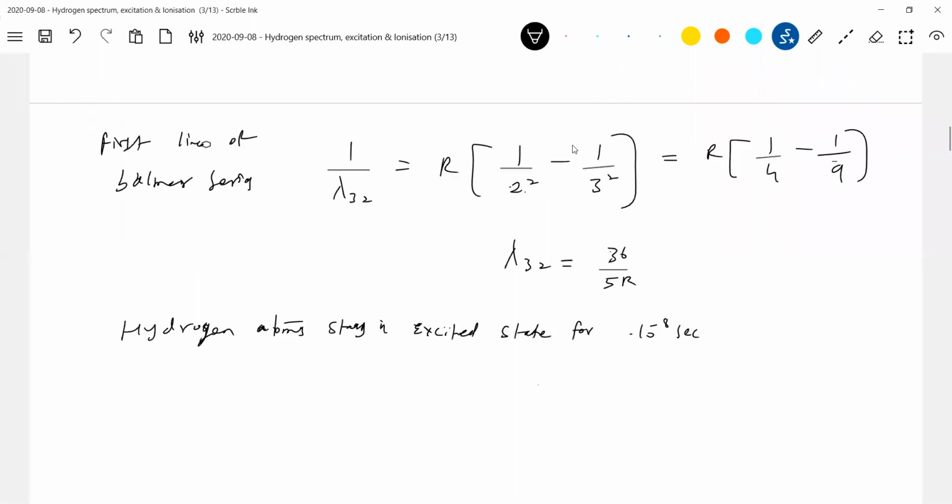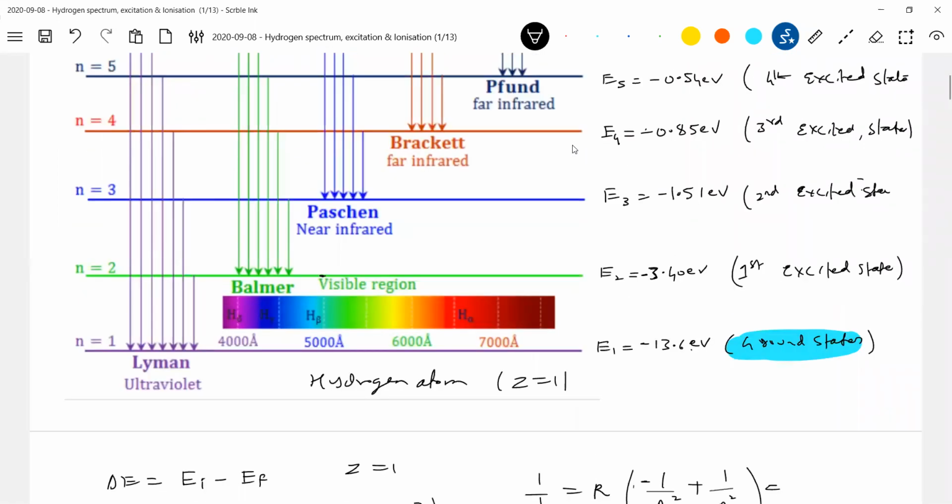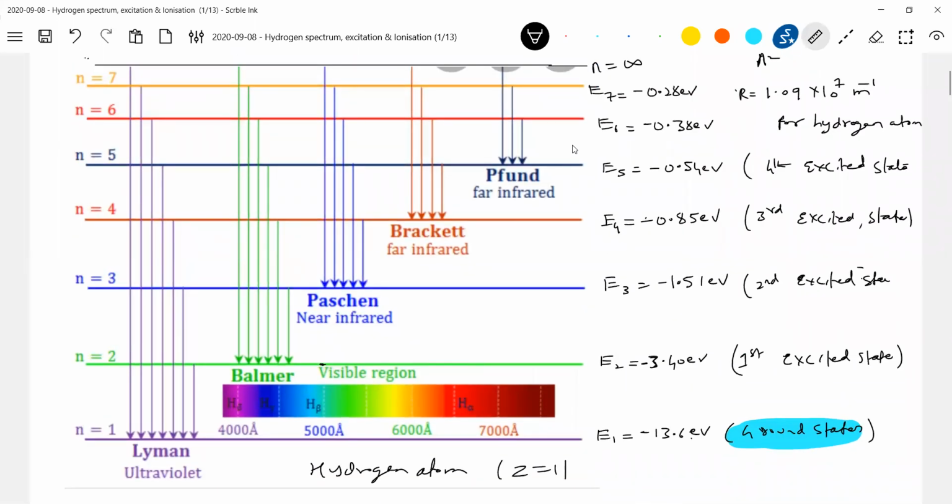Okay, next question comes. Suppose a hydrogen atom, if I give energy, from ground state it will jump to the fourth excited state. Then how will it return? It may return directly from 5 to 1, or 5 to 4, 4 to 1, or 5 to 4, 4 to 3, 3 to 2, 2 to 1.